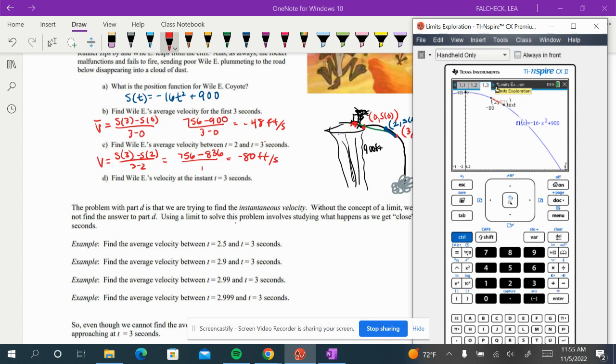Okay, so notice that the line segment is getting shorter, joining the 2 points because the time interval is shrinking, right? Our distance along the x-axis or the time axis is shrinking.